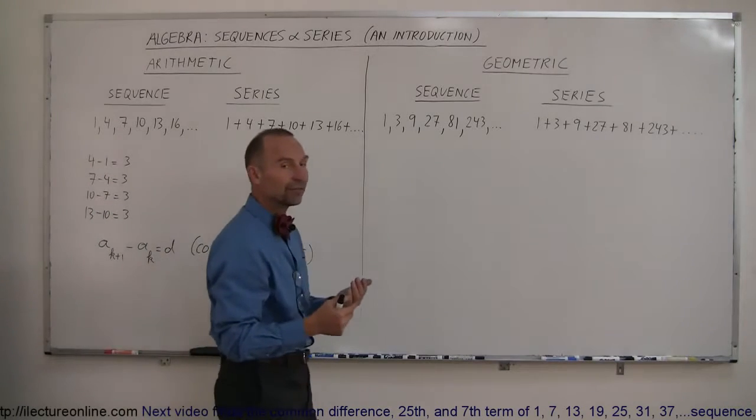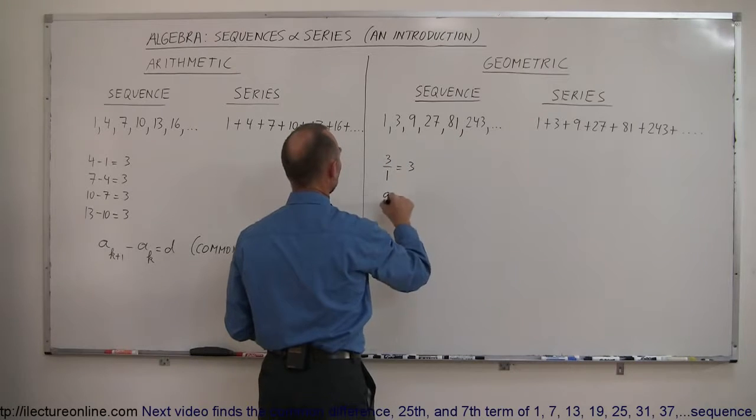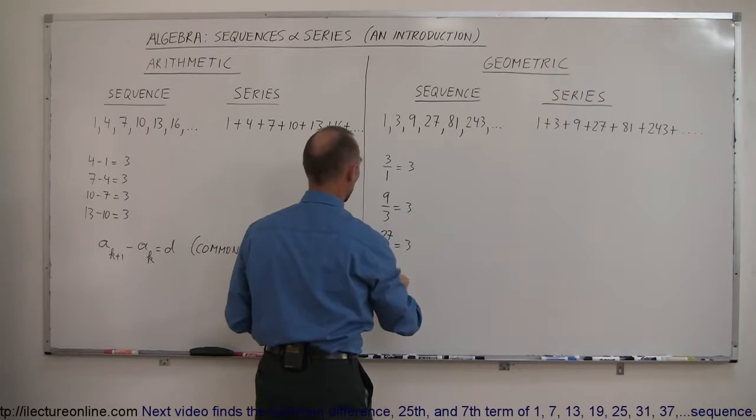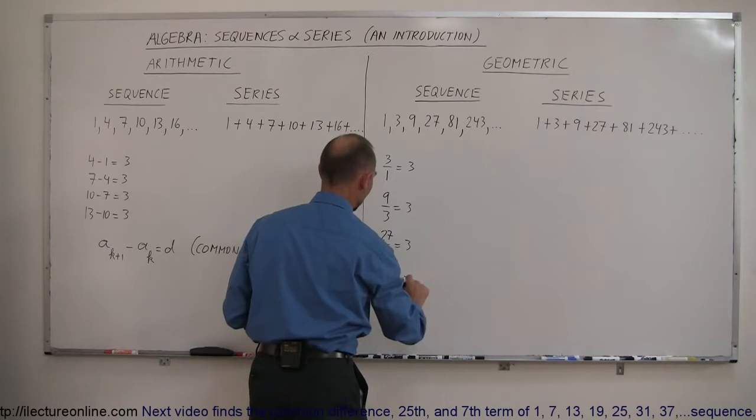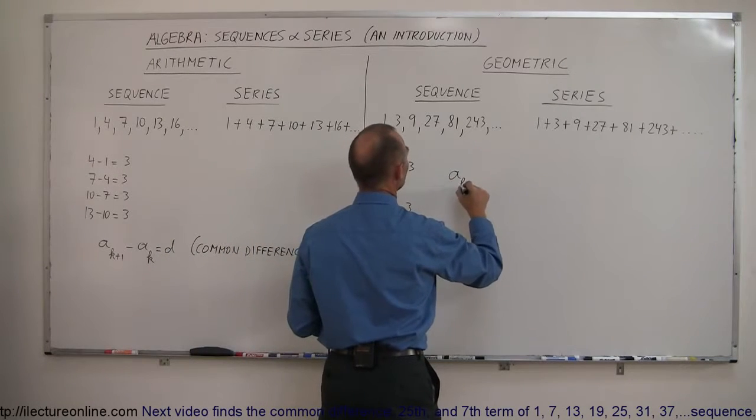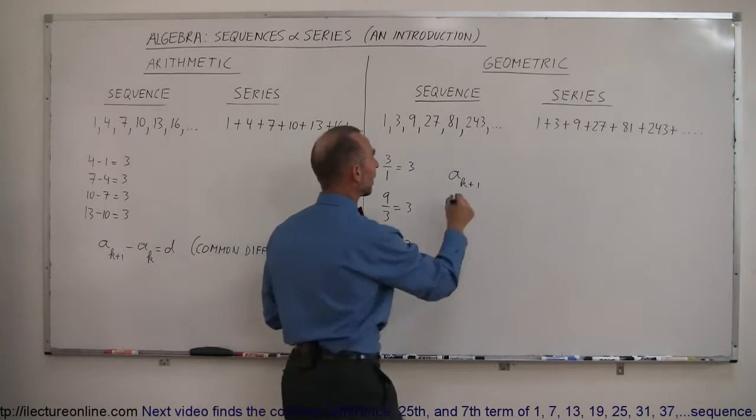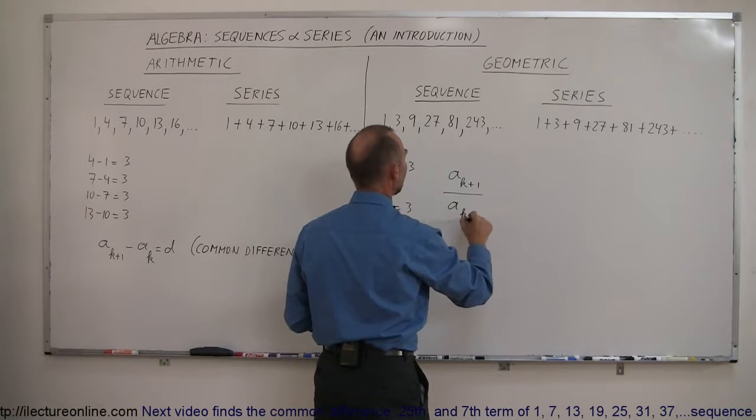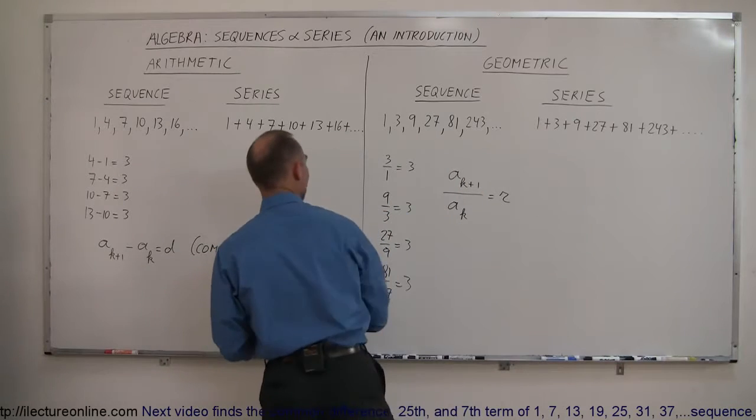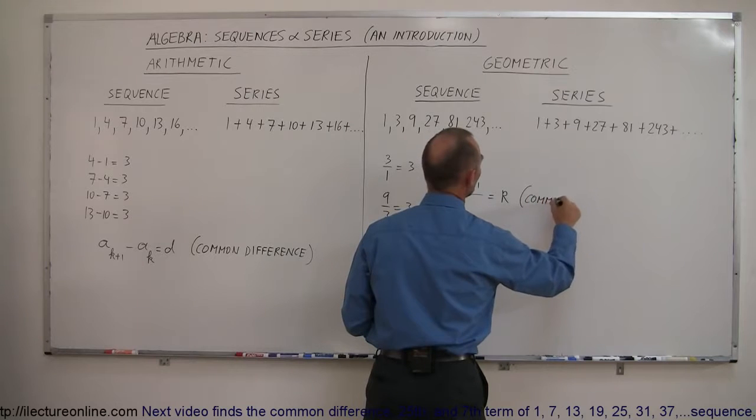For a geometric series, it's a little bit different. If we take any number and divide it by the previous number, for example, 3 divided by 1, we get 3, or 9 divided by 3, we get 3, or 27 divided by 9, we get 3, or 81 divided by 27, we get 3, and I think you see the pattern here. So here we can say that if we take a sub k plus 1, so we take any element of the sequence or of the series and divide it by the previous one, a sub k, that will always equal a ratio, r, and I know my r's are kind of strange, so let me write the r like this, and that would then be known as the common ratio.